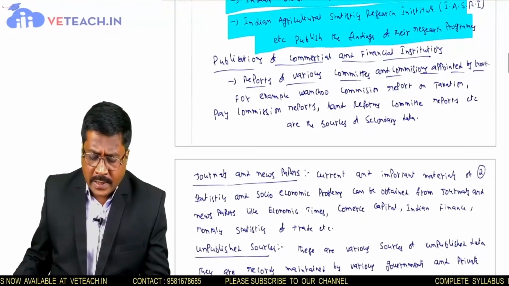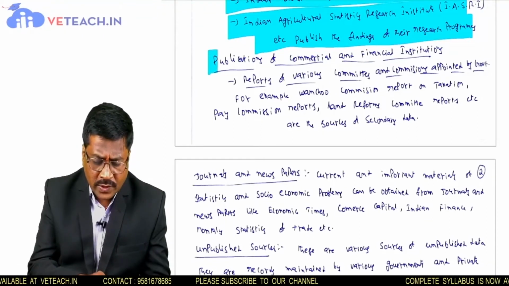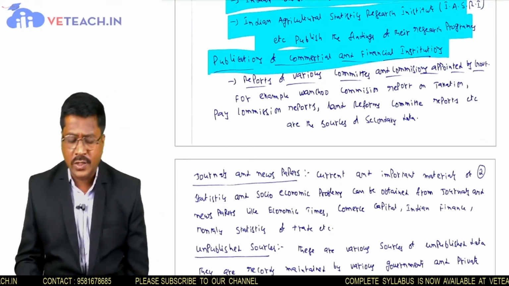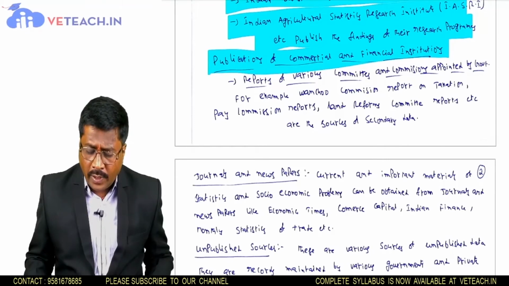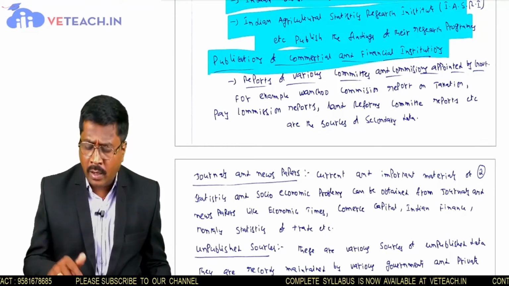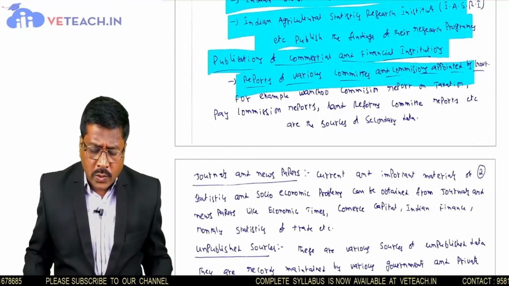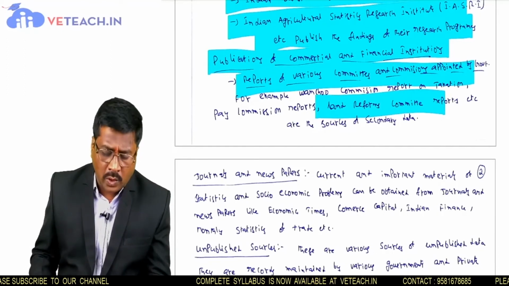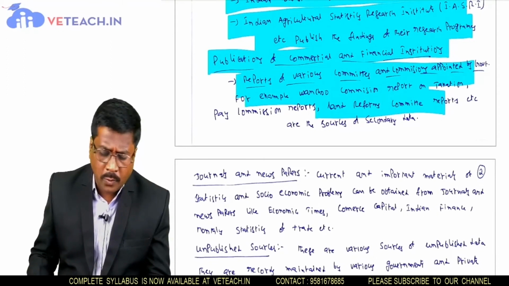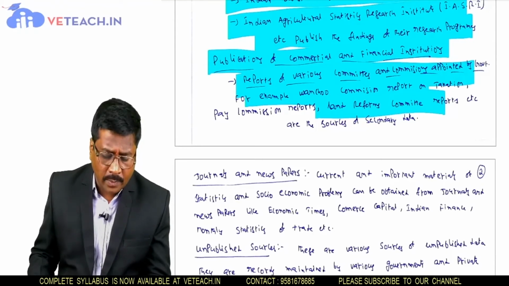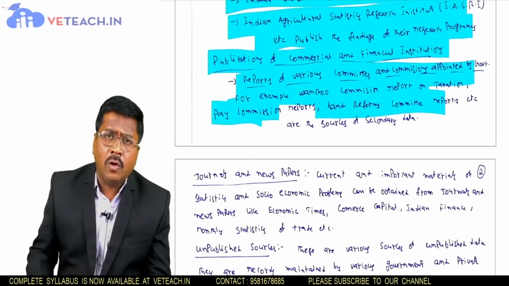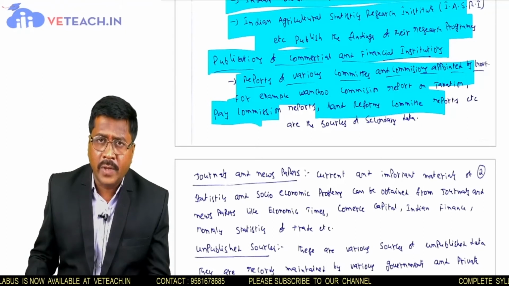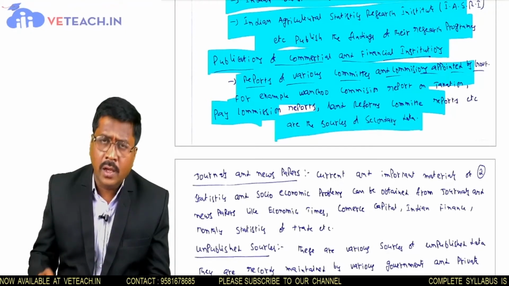Now, publications of commercial and financial institutions, and reports of various committees and commissions appointed by the government. For example, the Pay Commission, the Land Reforms Committee, and the Wanchoo Commission report on taxation, that is income taxes. These are governed by the Government of India or the state governments, and they also publish some data. Like that, these are sources of secondary data.